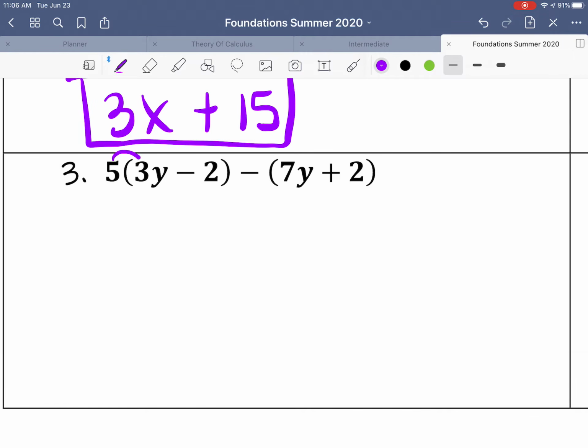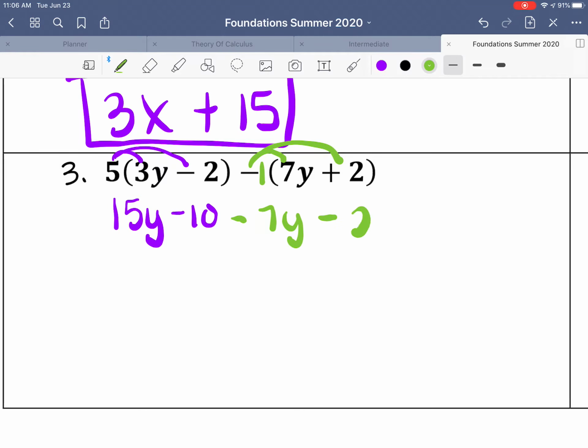Ooh, this looks like fun. Going to distribute this 5. This is a negative 1. They won't write a 1. You can if you want to, but you will distribute that.